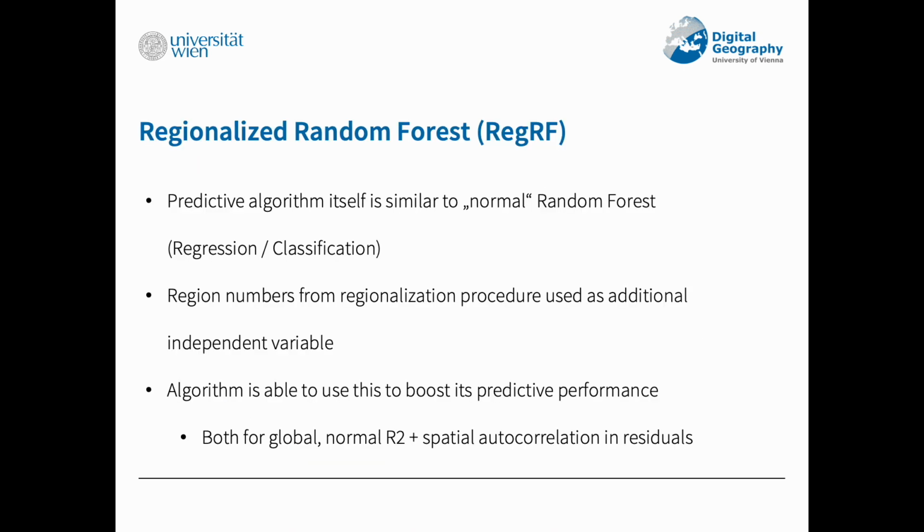As RegRF is based heavily on the casual random forest, it can be used for solving both regression and classification problems. The difference is that RegRF uses the region number each observation belongs to as an additional predictor variable. Experiments have shown that this can significantly boost the predictive performance of the models, both regarding the normal R-squared values, but also regarding spatial performance metrics like the number of insignificant LISA clusters.